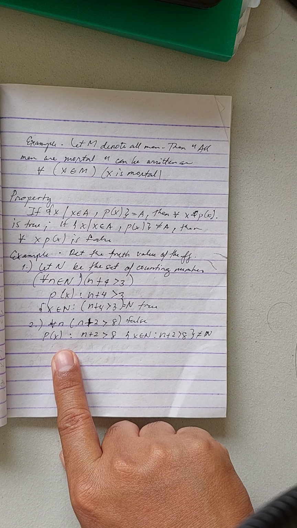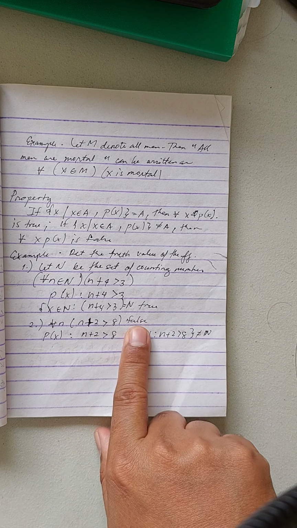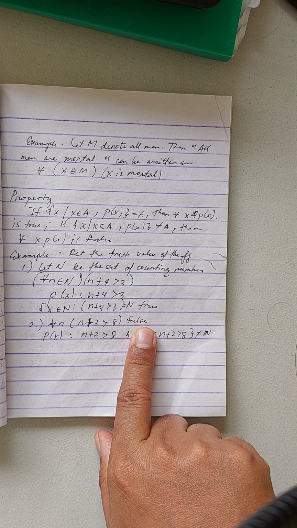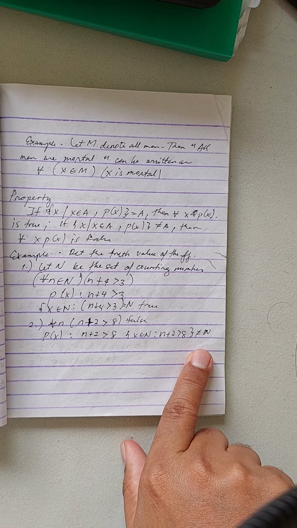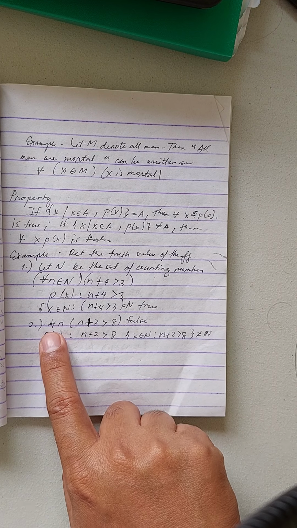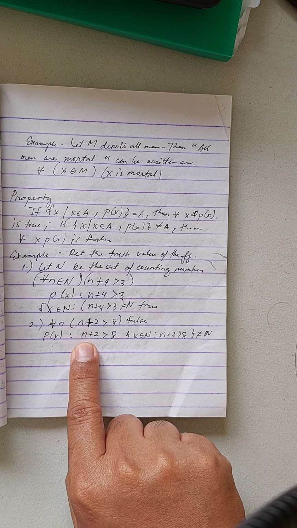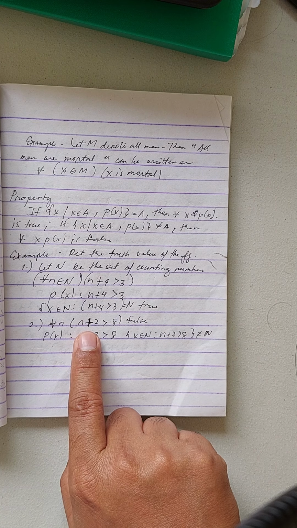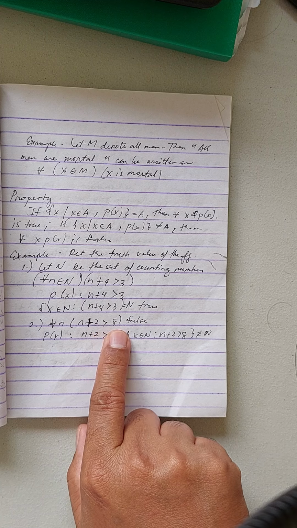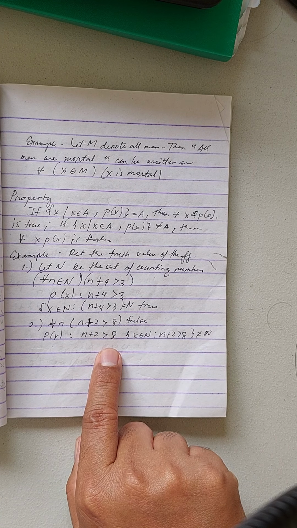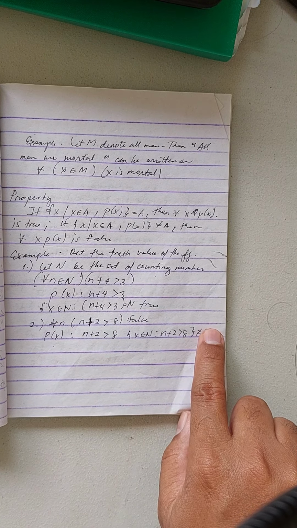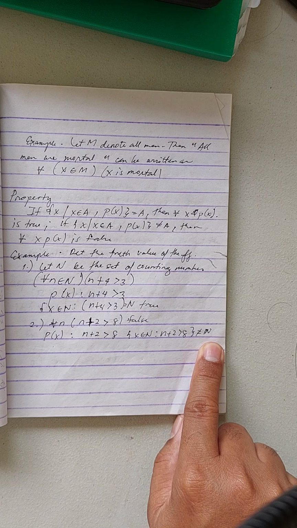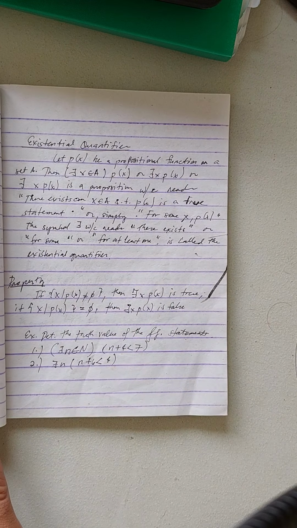How about number 2? This one is false. Why? Because our set is the set of all counting numbers. For all, we start at 1. Take note that 1 plus 2 is 3. So 3 definitely is lesser than 8. So it is false. Okay? So it is not equal to the set of all counting numbers.